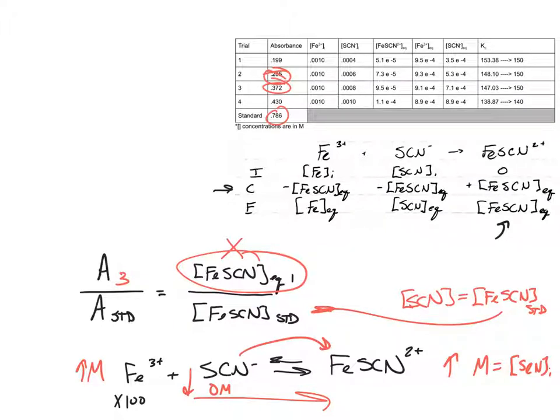Then you're going to have to do an ICE table for all 4 of your trials from up above. So you do an ICE table for all 4, and calculate the Kc, which is the product, the FeSCN concentration at equilibrium, over the Fe times the SCN concentration, and you'll get the Kc value.